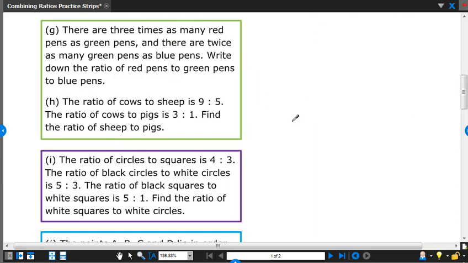Okay, let's go to G. We go to G or H? Go to G. G looks a bit harder to me.